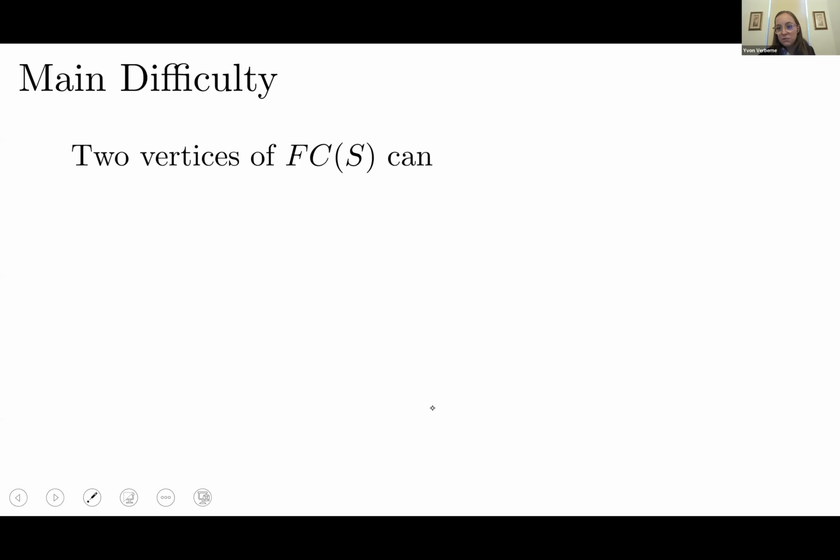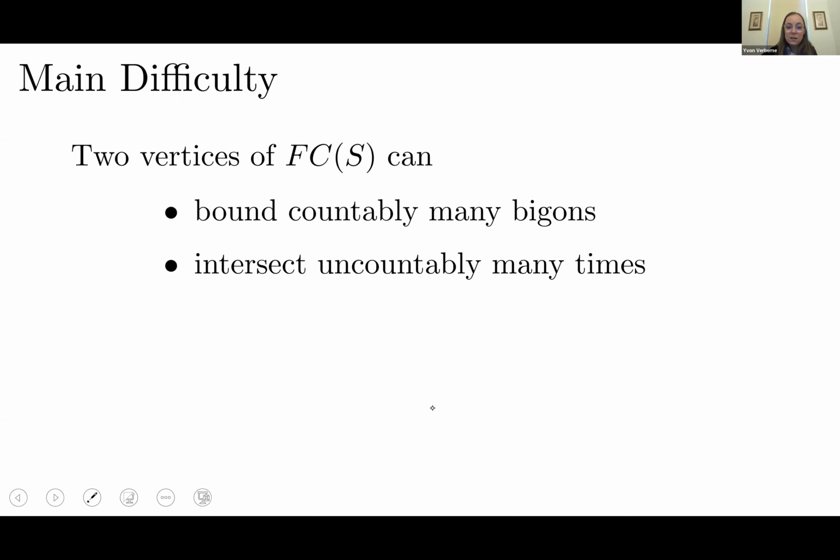If we consider two vertices of the fine curve graph, we can see that they can bound uncountably many bigons when we consider them as curves on the surface. And they can also intersect uncountably many times. So what this means for us is that a lot of what was used to study the curve graph of a surface can no longer apply in the case of the fine curve graph, which means that we need to create new tools and ways to study the fine curve graph than we had for studying the curve graph of a surface.